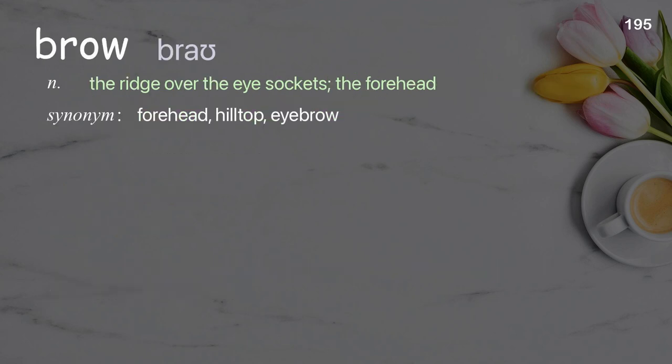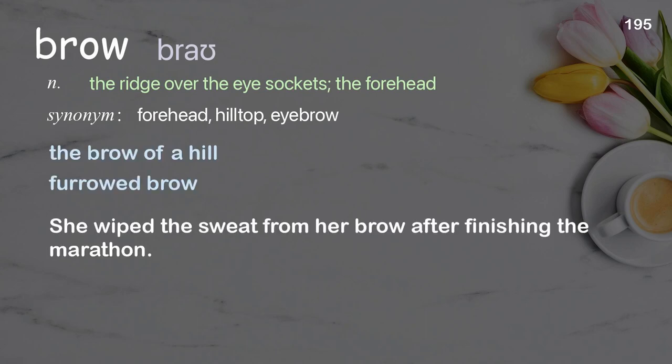Brow. The ridge over the eye sockets, the forehead. Examples: the brow of a hill. Furrowed brow. She wiped the sweat from her brow after finishing the marathon.